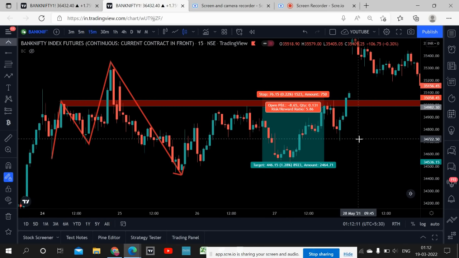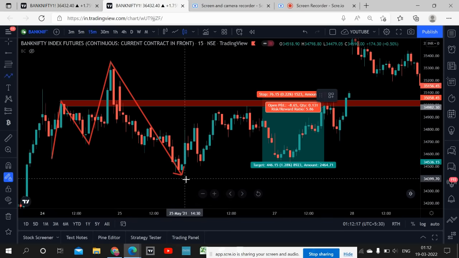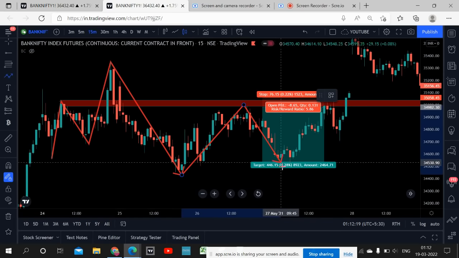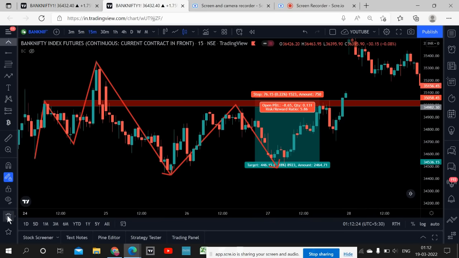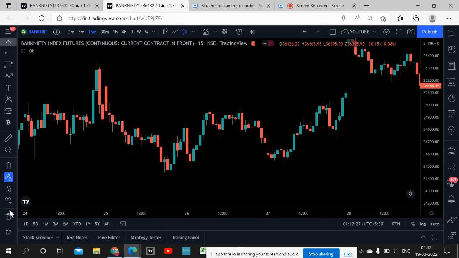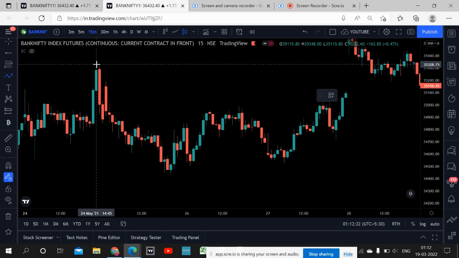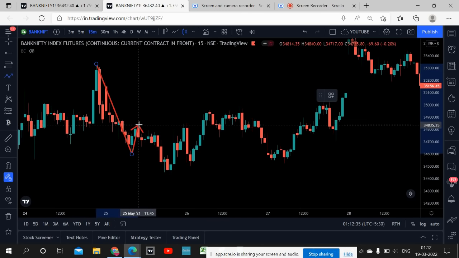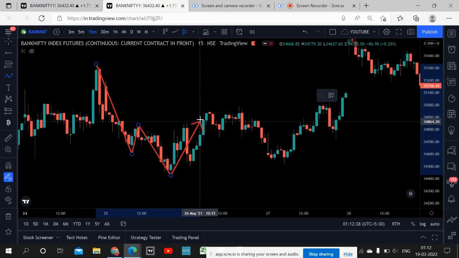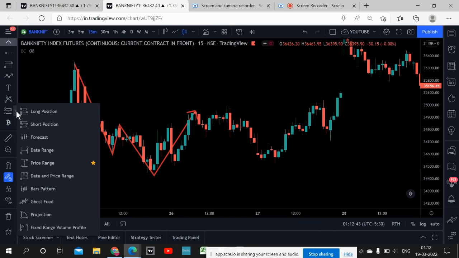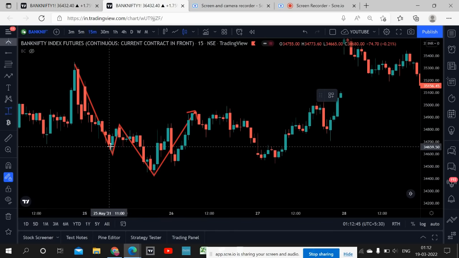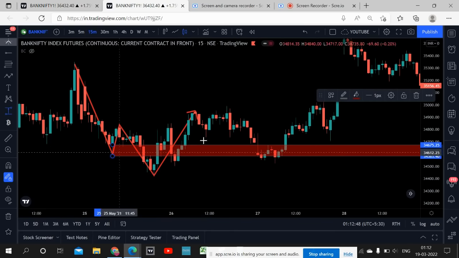Okay, guys. I hope you guys are understanding how the QML pattern will look like. See, and again, what I could see is, okay, guys, are you getting the levels which I'm marking and how the entries are triggering?